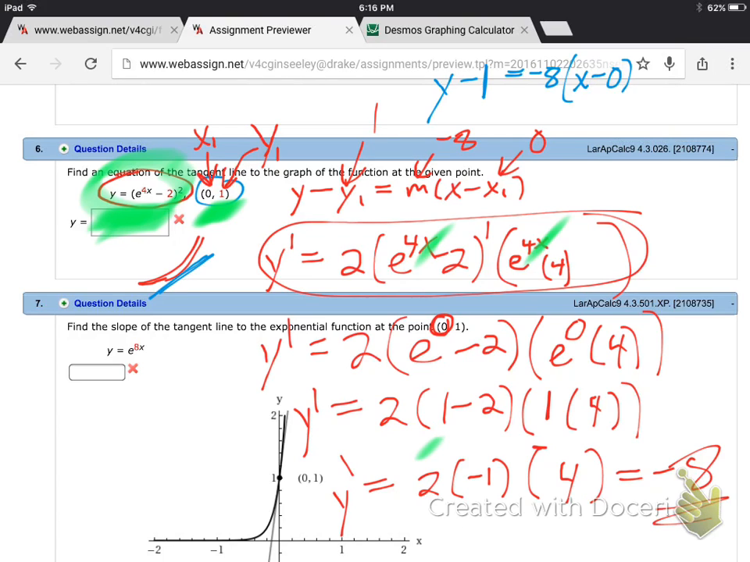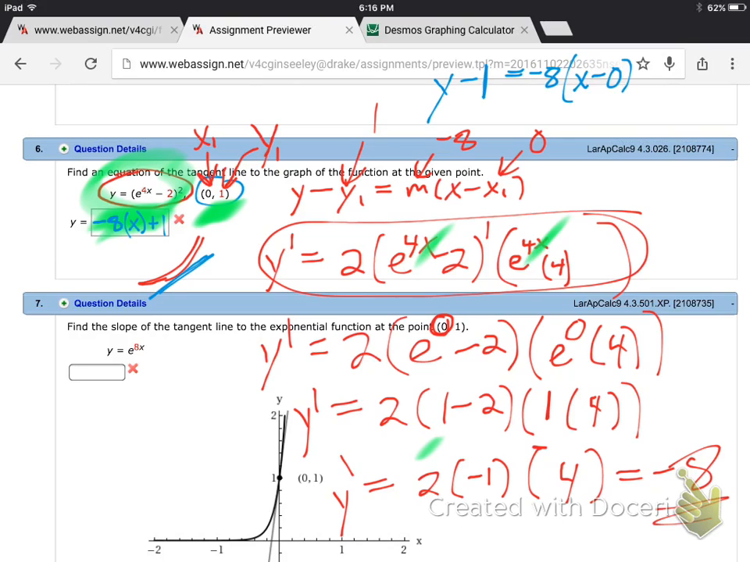Now that's almost done, except I need to add 1 to both sides. So in the end, this is what I'm going to write in here. y equals negative 8 in my parentheses here, and then remember it was x minus 0, which is just x. And then I have to get rid of that minus 1 in my original equation, so I have to put plus 1. This is me solving for y.